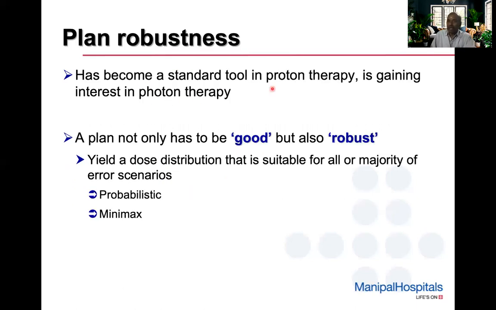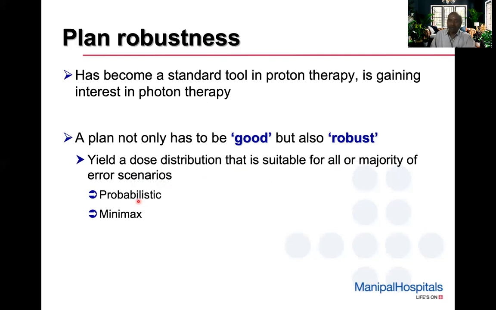It has become a standard tool in proton therapy, and it is also gaining interest in photon therapy. Some of the photon planning systems are also incorporating plan robustness into their tools. A plan has to be not only good, but also robust if it is to be safely delivered to the patient. The plan has to yield a dose distribution that is suitable for all or the majority of the error scenarios.